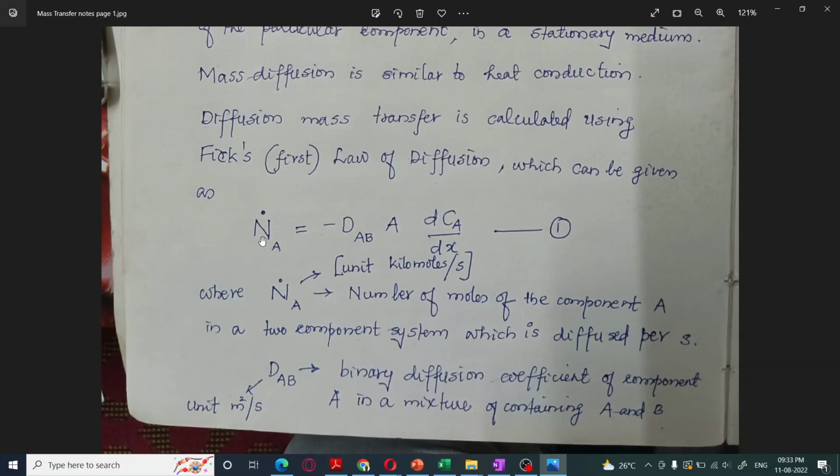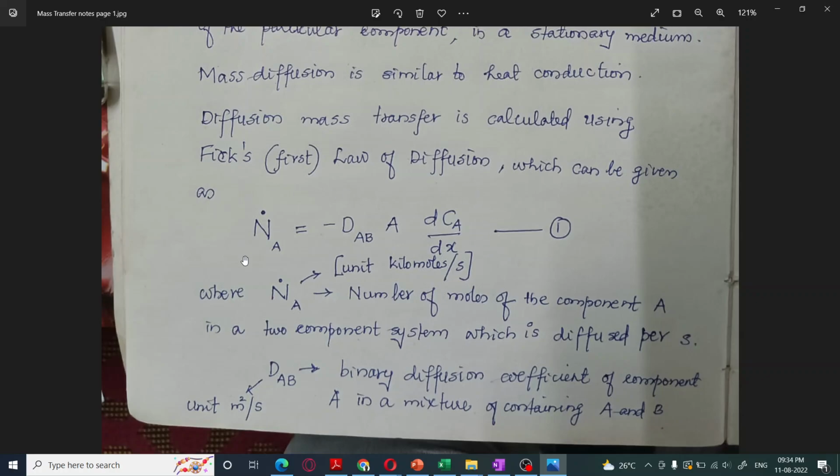What is the unit of n dot A? n dot A will have the unit of moles or kilomoles per second. That's why, to show it as a rate, I've put a dot at the top, and this A stands for the component A. The concentration C_A is represented in moles per meter cube of the particular component. So this equation is in terms of the number of moles.